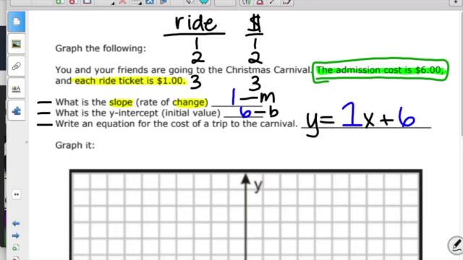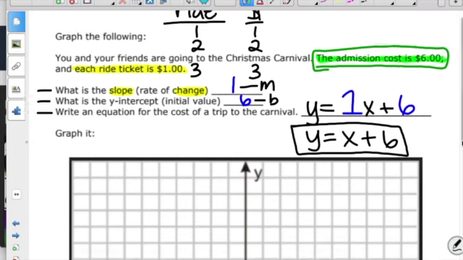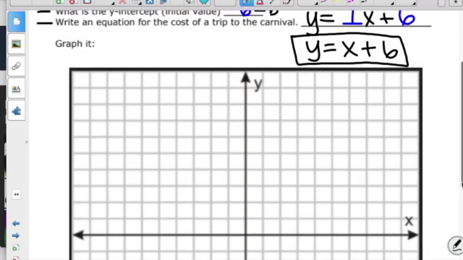Usually we don't see that 1 as our coefficient, so I'm going to rewrite this. You would typically see it like this. Y equals x plus 6. So this is what we're going to graph. We know our slope is 1 and our y-intercept is 6. So we're going to come down to our graph. Let's go ahead and mark our positive y. And our positive x.